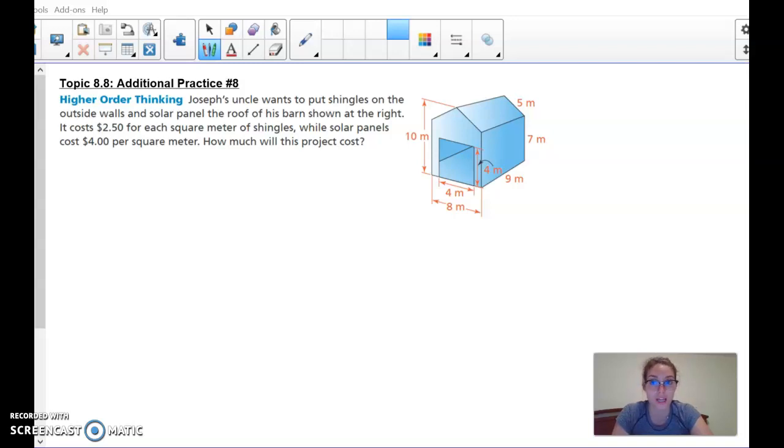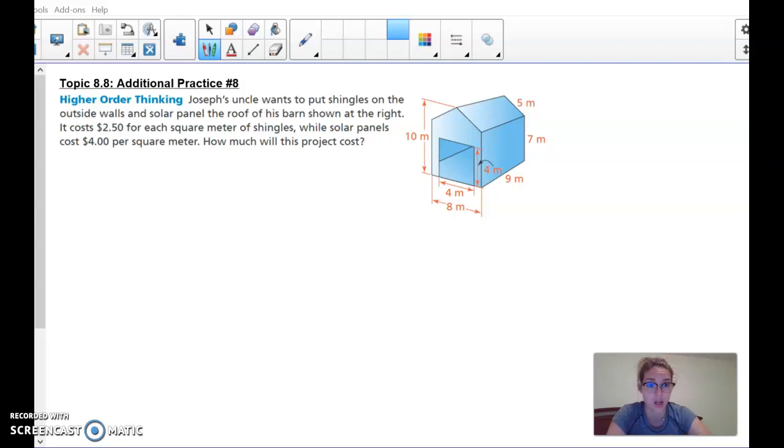So if we're looking at square meters, that's going to be the surface area of the outside. It's like paint, it only covers the outside. So we need to look at finding the surface area of all the outside walls, all the side walls for the shingles, and the roof, finding the surface area of the whole roof for the solar panels. So first, it looks like I'm going to have to figure out what all these dimensions are.